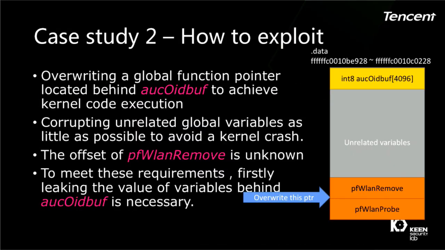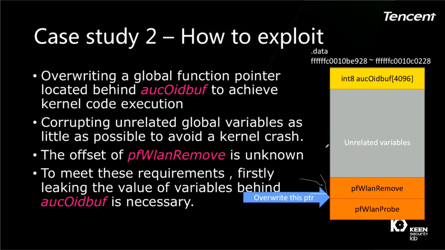So how to exploit it? A classical idea to achieve kernel code execution is overwriting a global function pointer located behind the AUC OID buff. So I'm going to highlight, and I'm going to overwrite this function pointer. And in this case, I'm going to try to overwrite the pfwlen remove.